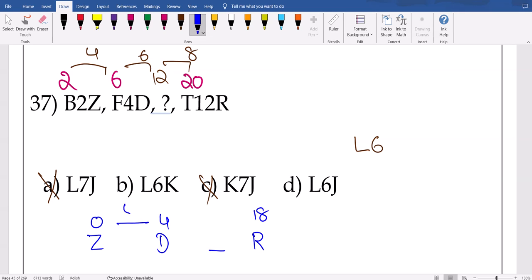Here 4 gap, then 6 gap and 8 gap. Yeah, it will be clear. 6 gap means 10. We want J, then 8 gap. So we want J letter, L letter. With L and J, with E1. Okay, so option D is correct. L6J.